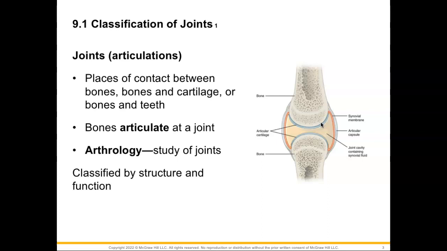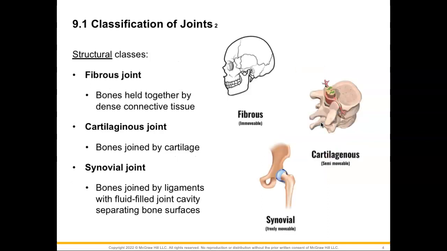And next we're going to talk about how we classify these joints, and we do it in two different ways. One is through structure and the other is through function. So first we'll start with the structural classes. We have fibrous joints in which the bones are held together by a dense connective tissue. Our cartilaginous joints are joined together by cartilage. And our synovial joints are bones joined by ligaments with fluid-filled joint cavities separating the bone surfaces.